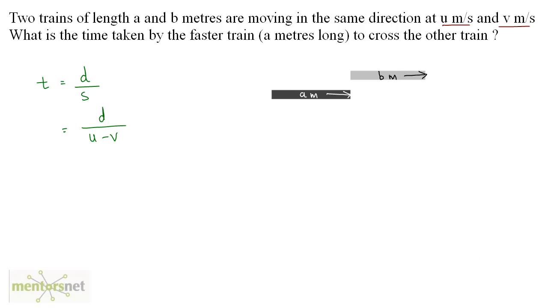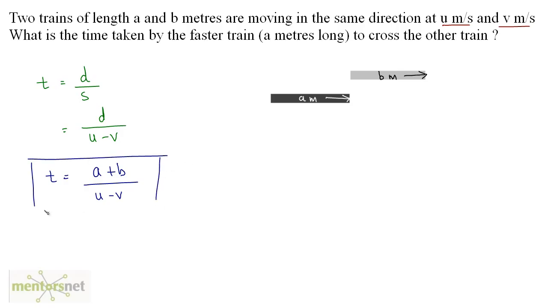You have to calculate the distance traveled now. Now this black train has to cross this gray train completely, right? So how much is the distance that is traveled by this black train? Well, it has to travel the distance of this train's length, which is b, plus its own length. So the distance will be actually a plus b. So we have a plus b as the distance, and the speed is the relative speed, which is u minus v. So this is again a formula for trains which are moving in the same direction, and the time taken is what you have to find to cross the smaller train by the faster train.